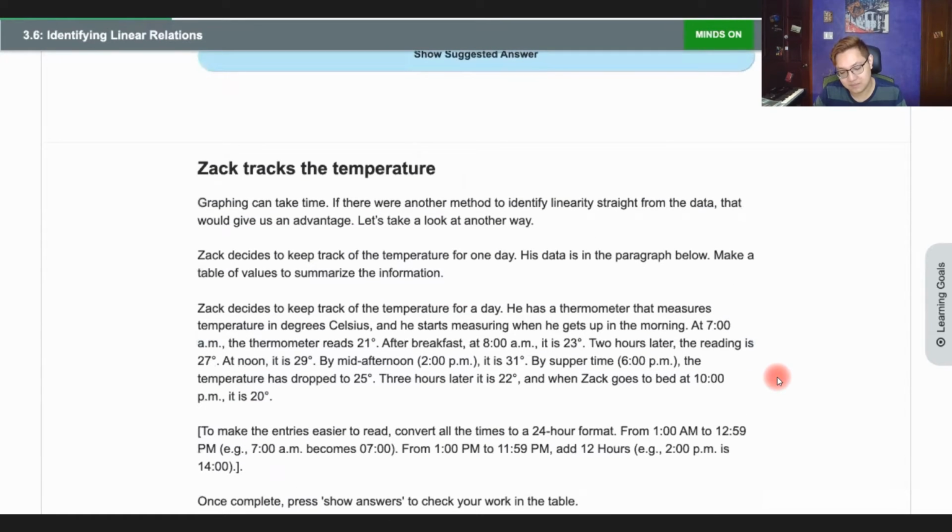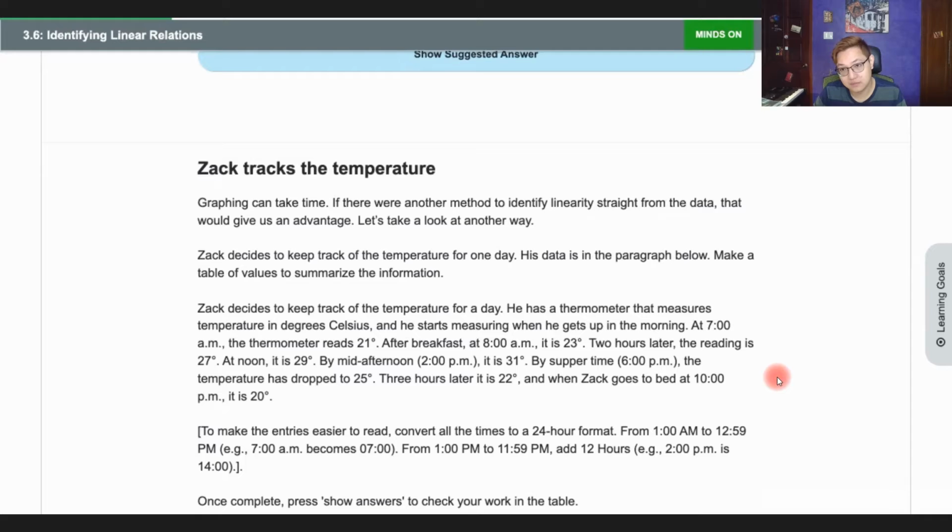Zach tracked the temperature. Graphing can take time. There is another method of identifying linearity straight from the data that would give us an advantage. Let's take a look.